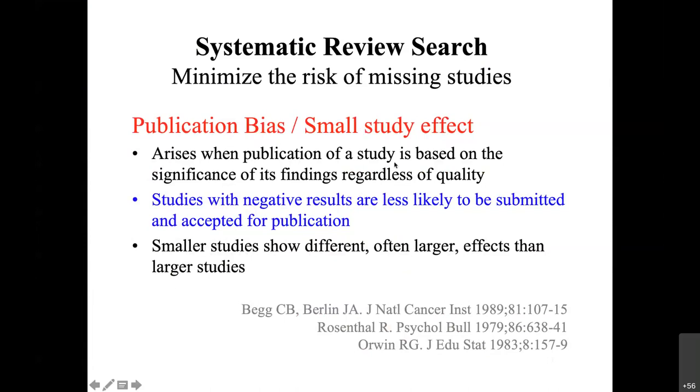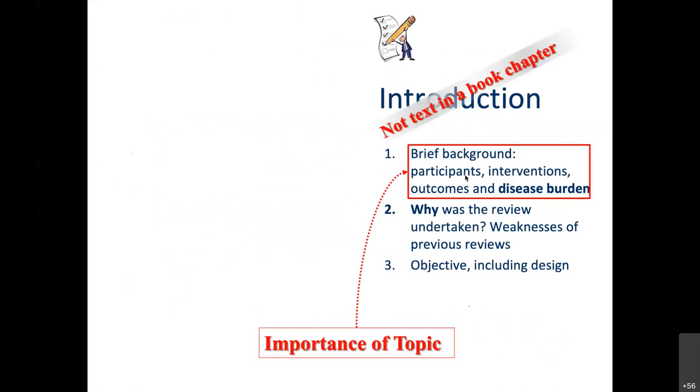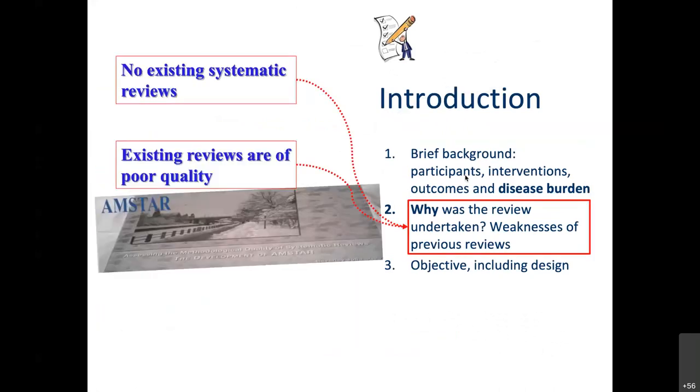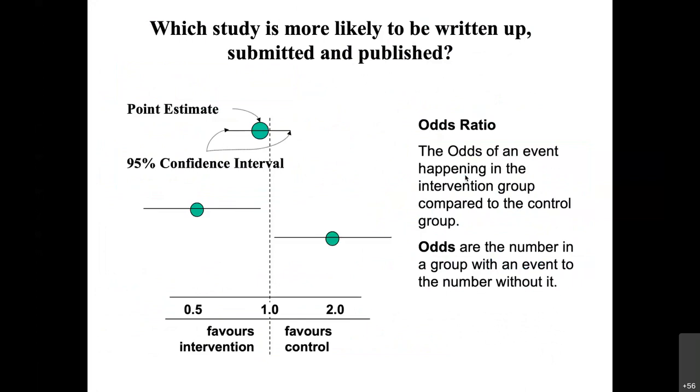It arises when publications of studies are linked to the significance of their findings, regardless of the quality of the study. So I'm going to ask you a simple question in the slide I showed you a moment ago. In these two studies, which study is more likely to be missed? The bad one, the negative one. This one. The one on the right-hand side, okay, that's a good point. Alex says, yes, the one on the right-hand side.